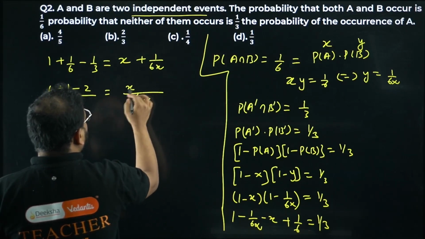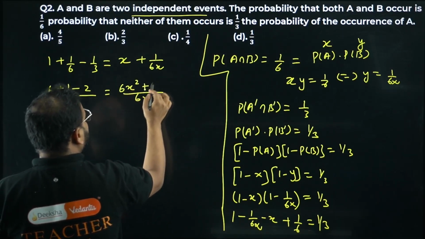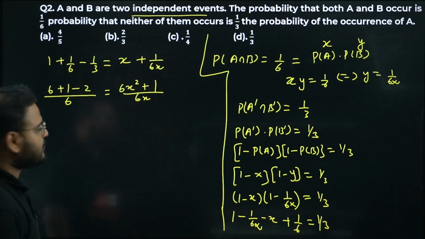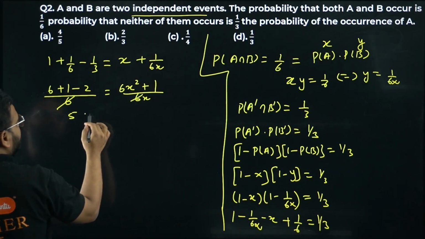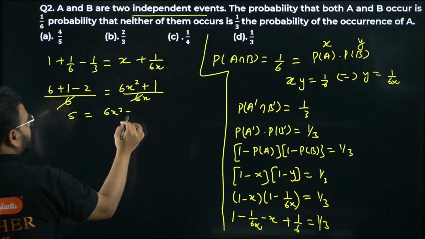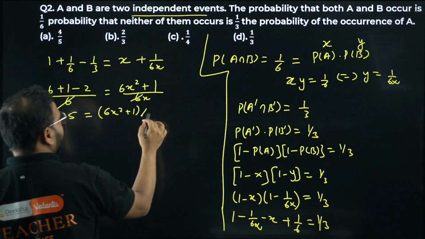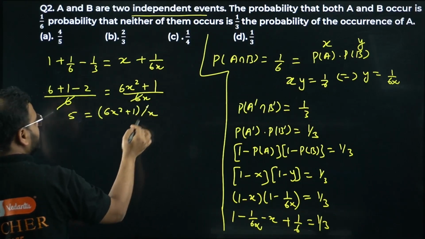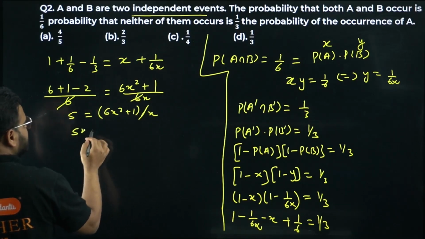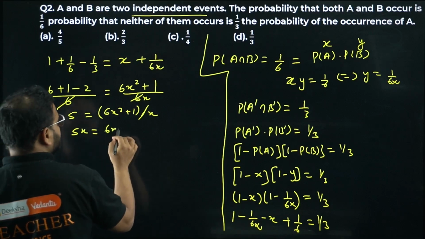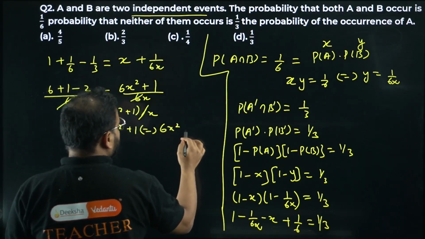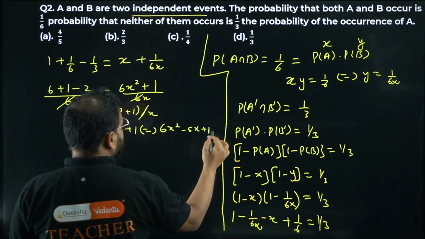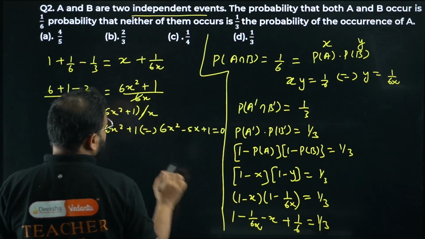I get here 6x square plus 1. Okay, cancel this 6 and 6. So I'll have here 5 equals to 6x square plus 1 divided by x. Cross multiply now, please check. You'll have here 5x equals to 6x square plus 1, which will give me 6x square minus 5x plus 1 equals to 0. We know the factors very well.